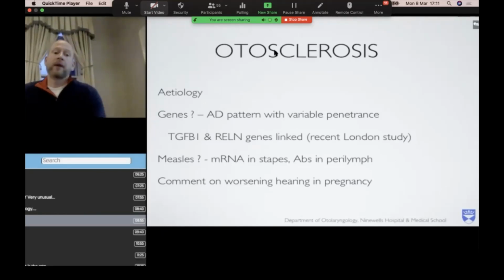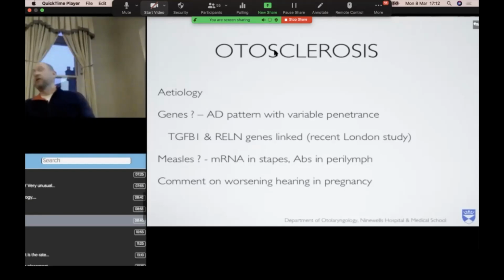Worthwhile talking about the genetic etiology. There's London and Oxford, I think, maybe studying this at the moment. So we know there's an autosomal dominant inheritance pattern with variable penetrance. There's a couple of genes that have been recently isolated in the UK. So again, it's worth having that in your back pocket if it comes to it.